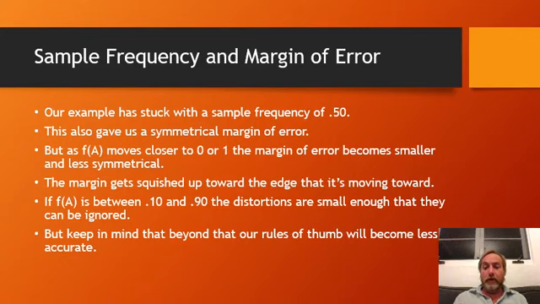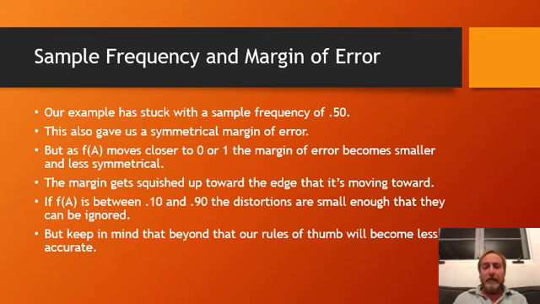Now, part of the reason we've been sticking with a sample frequency of 0.5 is because it gives us a nice symmetrical margin of error. It's not always the case that the margin of error is symmetrical in that way. As the relative frequency moves closer to 0 or 1, like if you're finding 100% males in your sample of smokers, or if you're finding no males in your sample of smokers, you're going to get a less symmetrical margin of error. It's kind of getting squished up towards the edge that it's moving toward.